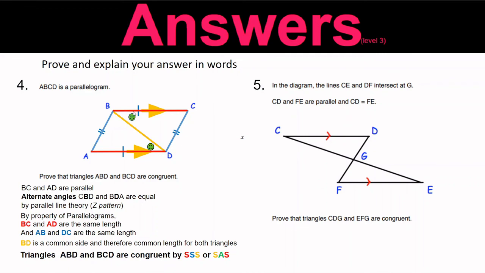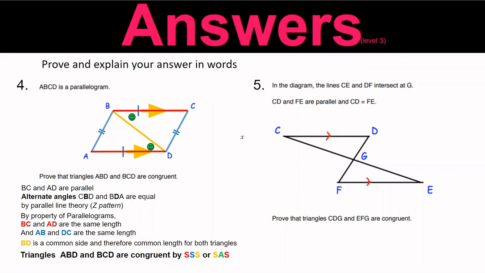Also, since we've got these angles which are equal to each other, I've got the yellow side, the green angle, and the red side in triangle ABD. And I've got the yellow side, the green angle, and the red side in triangle BCD. So they're congruent as well by side, angle, side. There's two ways I can prove it.